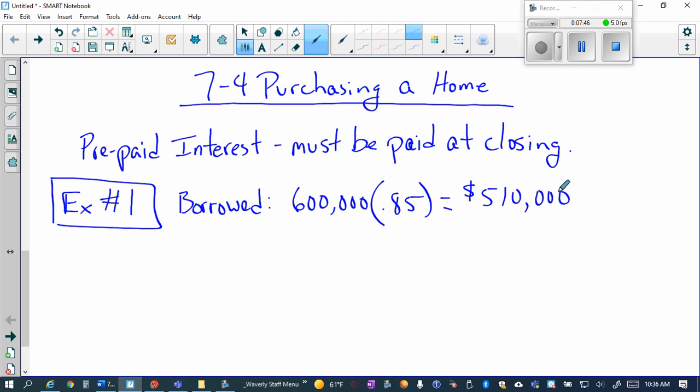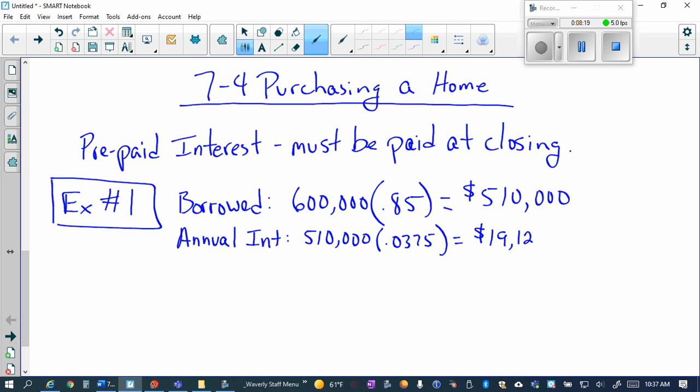We need to get a daily rate. 3.75 is APR, annual percentage rate. So let's figure out what the annual interest would be. Right. So that would be the 510,000 times 0.0375. Okay, and that gives you 19,125. And that would be annual if there was no compounding or anything like that. That's all we need to do for this.